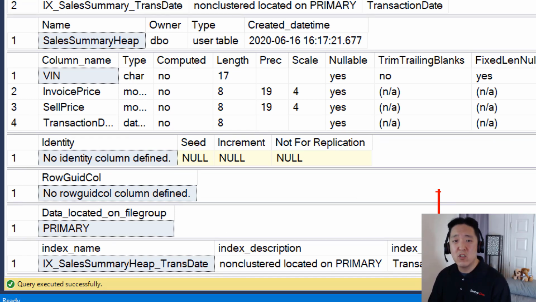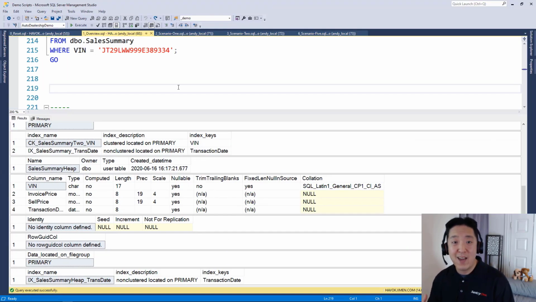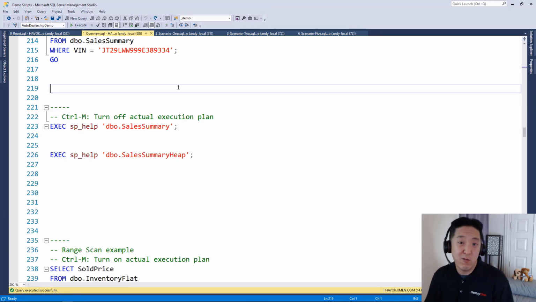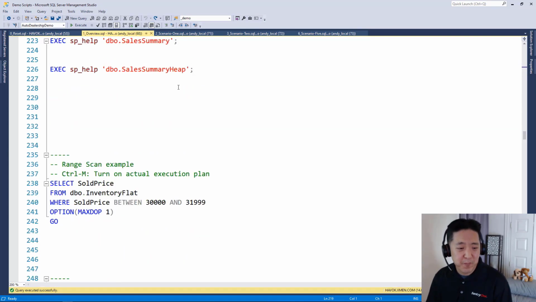So again, use this to get quick information about what's going on, to have that at your fingertips whenever you need to double check what's inside your different tables.